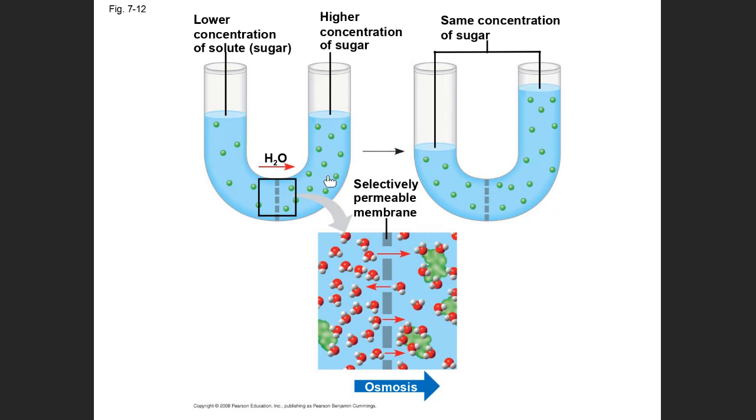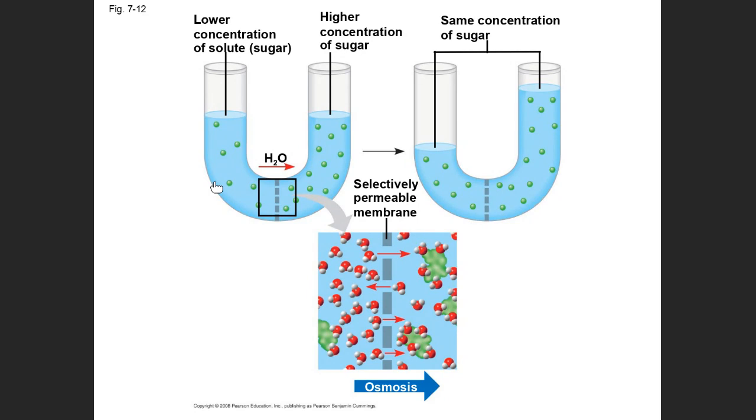The sugar would like to go to the other side and make the concentrations of sugar equal on both sides of the membrane, but sugar cannot diffuse through this membrane. The sugar is too big. It can't get through. The only thing that can get through is the water. And so water moves into the high solute concentration.